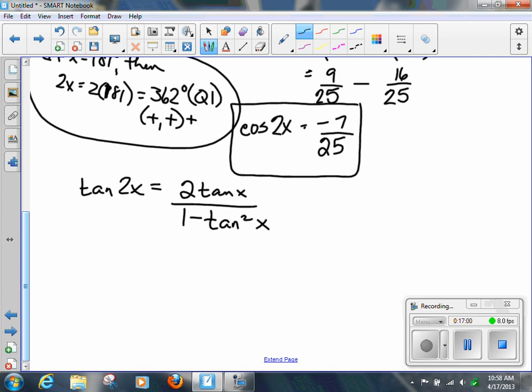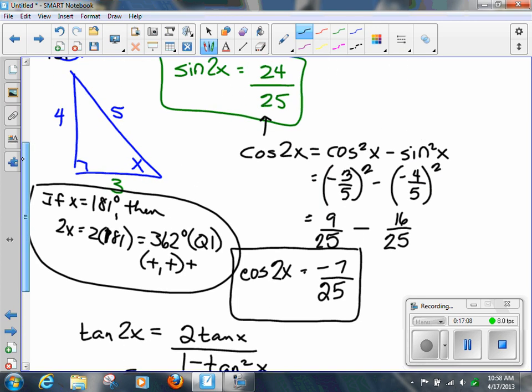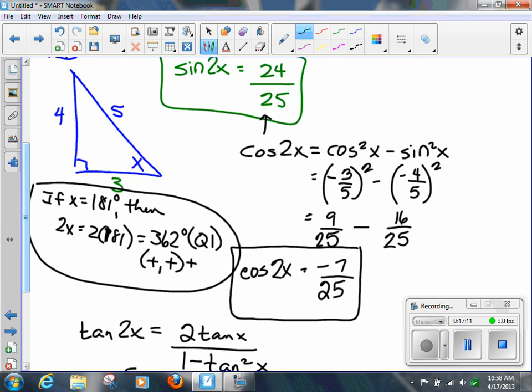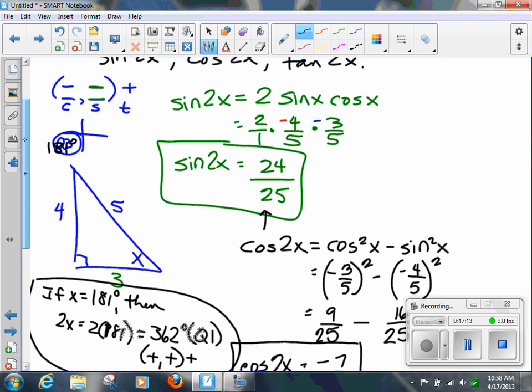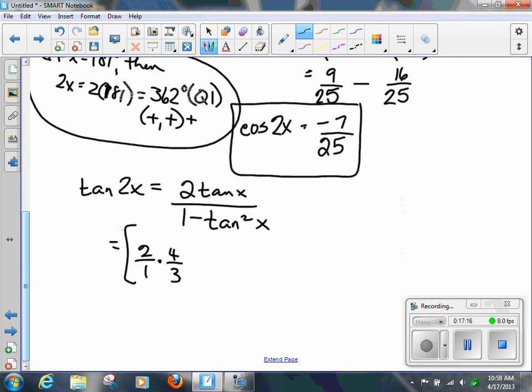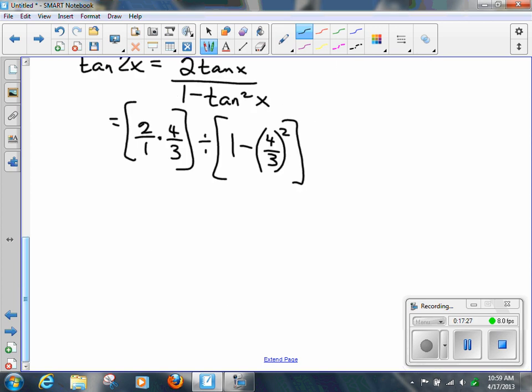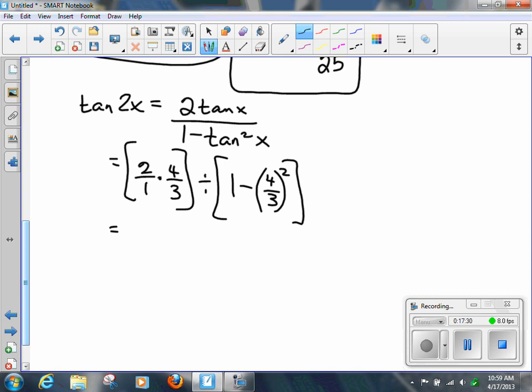You know I'm going to go old school on that, right? So here we go. 2 times, what's my tangent value? 4/3, which is positive. 4/3, divided by 1 minus 4/3 squared. Y'all cool with that? Yeah? It's just calculating, simplifying. 8/3 divided by, I know it's going to be 9/9 minus 16/9.